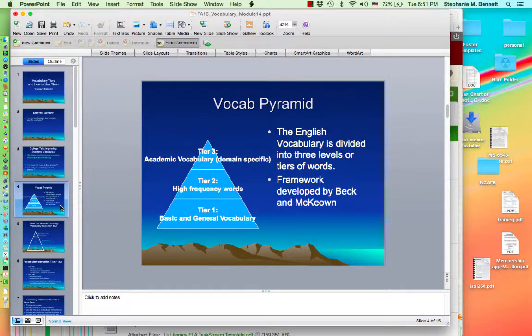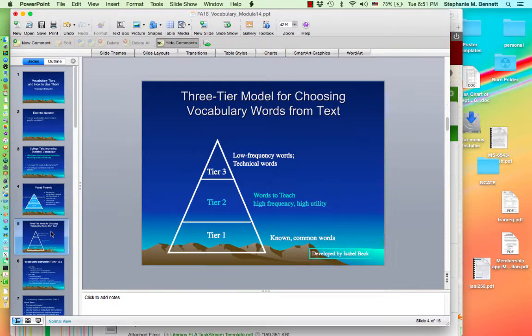So when we think about vocabulary instruction, we can think about vocabulary as a pyramid, and that the English language is divided into 3 tiers or 3 levels of words. And this is a framework that was developed by Beck and McKeown. Your Tier 1 is your basic and general vocabulary, Tier 2 is your high frequency words, and Tier 3 are your academic vocabulary or domain-specific terms.